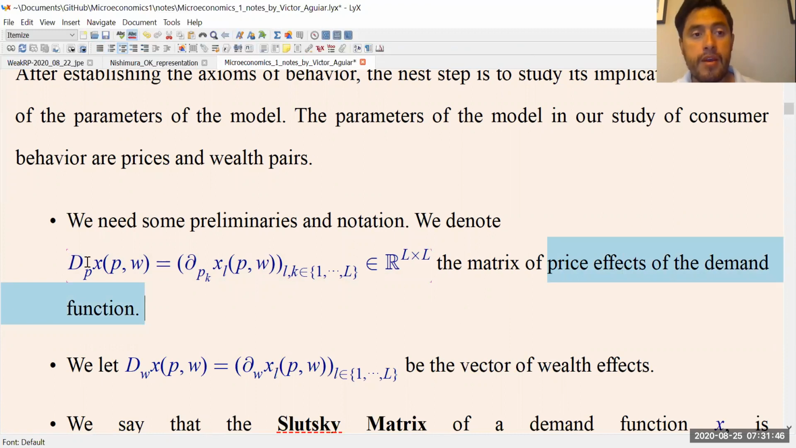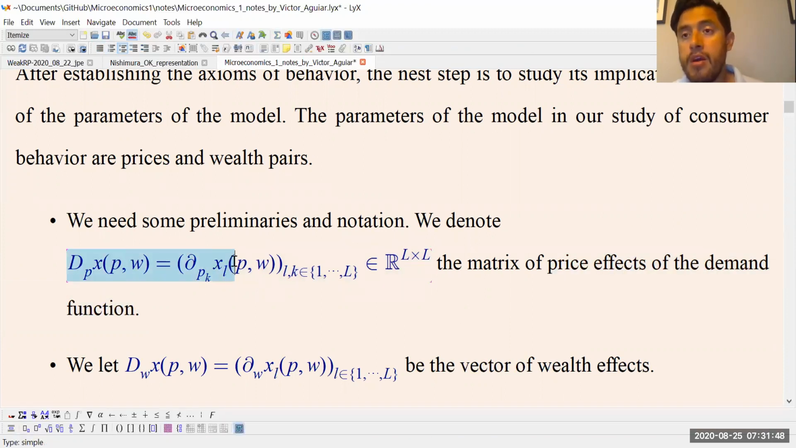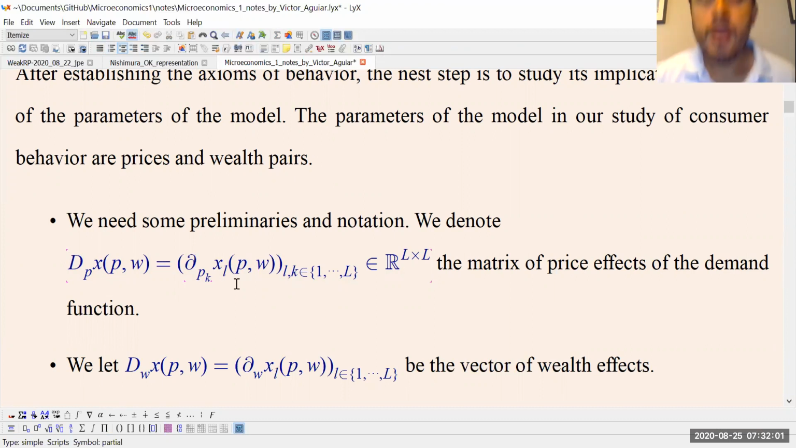So this is a matrix of derivatives, which is basically a collection. An entry LK is the derivative of the demand function entry L. So this is the derivative of the demand of good L with respect to differential changes in the price of good K. Imagine a situation of two goods. So you have bread and butter.